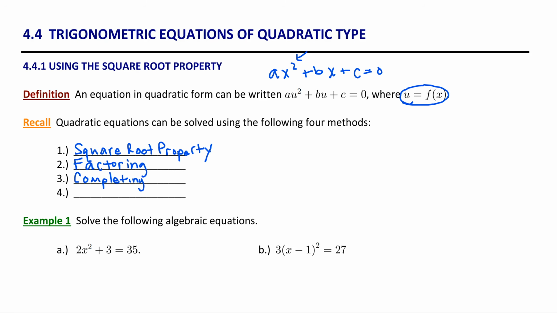We're not going to use this to solve trigonometric equations of quadratic type, but I do want to remind you that that method is what is used to develop the last method, which is the quadratic formula. So in 4.4, we'll look at using the square root property, factoring, and the quadratic formula to solve trigonometric equations of quadratic type. Let's begin by reviewing the square root property from algebra.